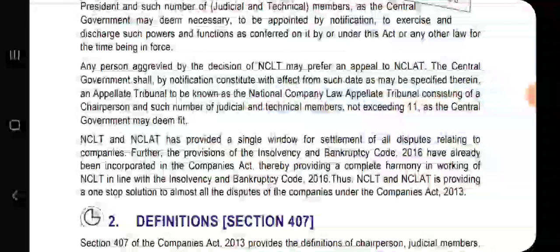NCLAT has a chairman and such number of judicial and technical members not exceeding 11 as the central government may deem fit. It is saying the constitution of NCLAT: there will be a chairman plus members of judicial and technical nature, not exceeding 11, as prescribed by the central government.